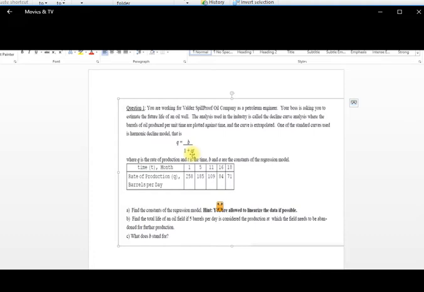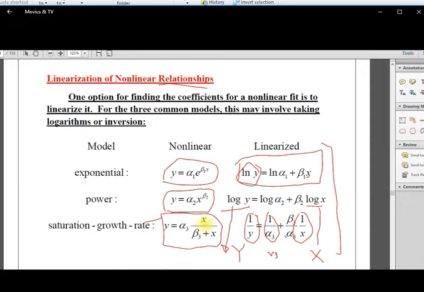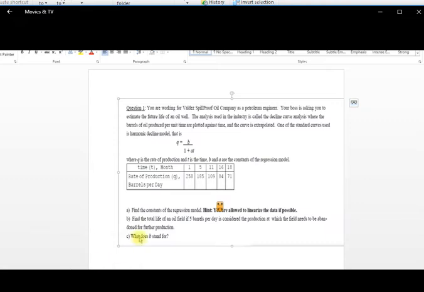If you see here, this is closest to the model which we discussed here, the saturation growth model. So for that, what we need to do is reverse this, and the same is applicable here. So 1 over Q will be 1 over B plus A over B times 1 over T, if you reverse this one.